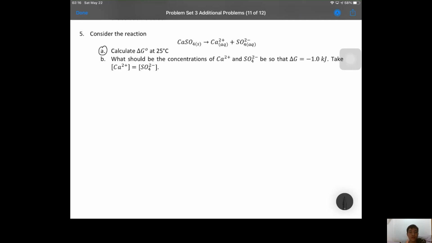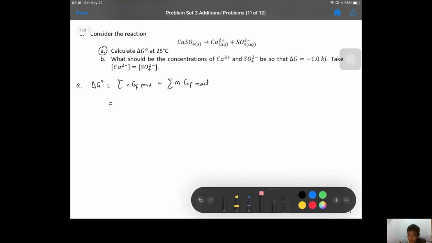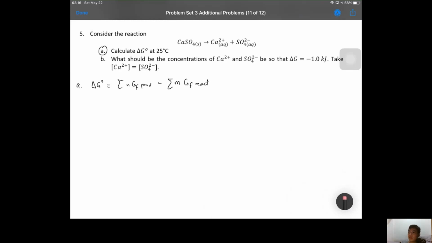Bakit? Remember, in solving for delta G naught, you can use the thermodynamic data. Okay? So, we can write for letter A, delta G naught is the sum for the products minus the sum for the reactants. Okay. Alamin mo muna yung mga delta G values mo. Okay. So, tingin tayo sa table.